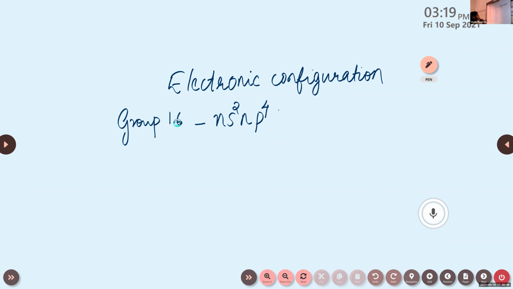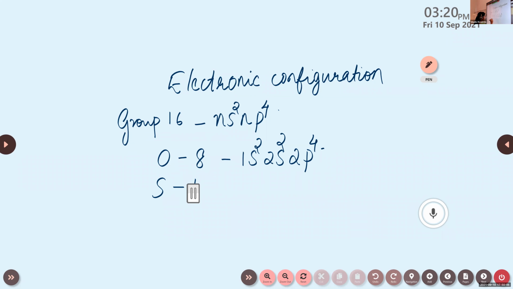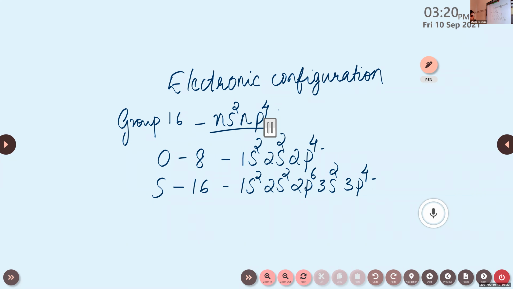You can just try with oxygen. Atomic number is 8, so we can write the configuration: 1s2, 2s2, 2p4, right? Yes. Then the next member is sulfur. Its atomic number is 16, so it is 1s2, 2s2, 2p6, 3s2, 3p4. So we can write the general configuration ns2 np4. Clear, children?